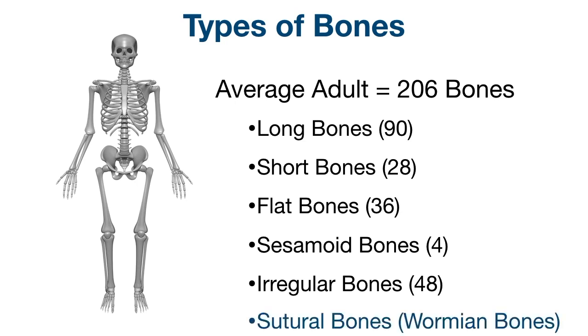There is also another minor category called sutural bones or Wormian bones, which are additional small accessory bones sometimes found between cranial sutures. Not everyone has them, but just make sure you're aware that they can exist.